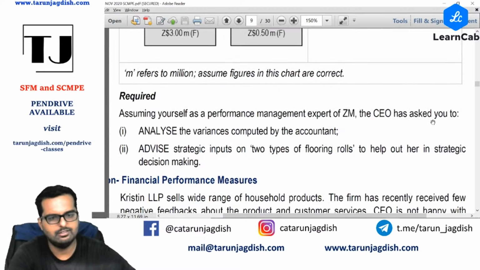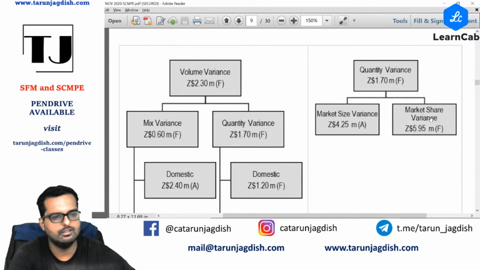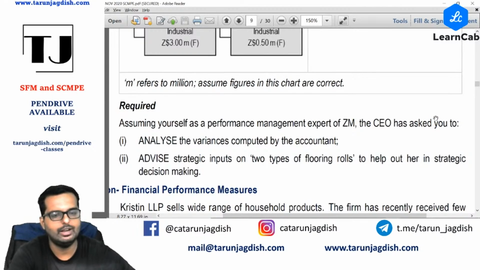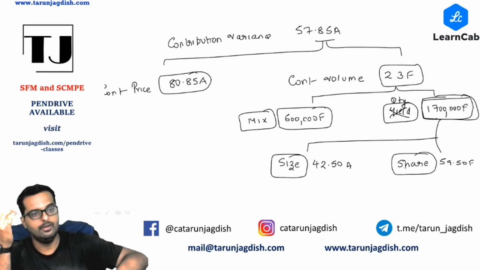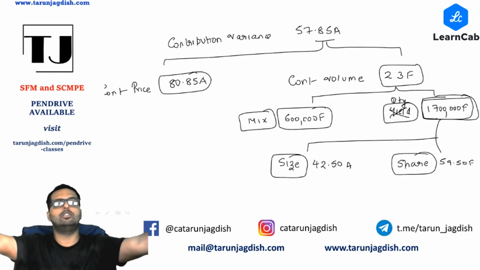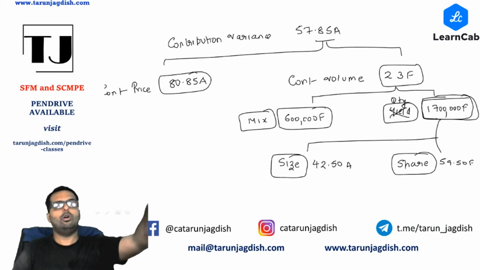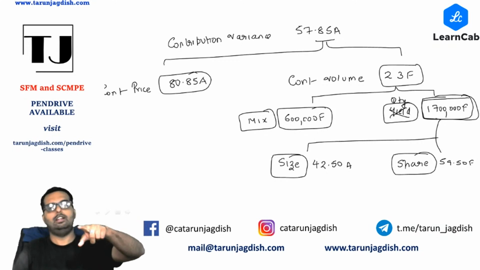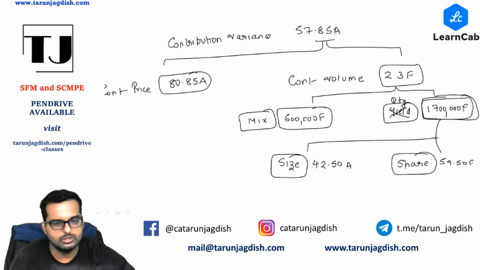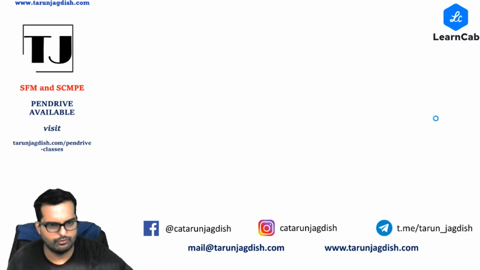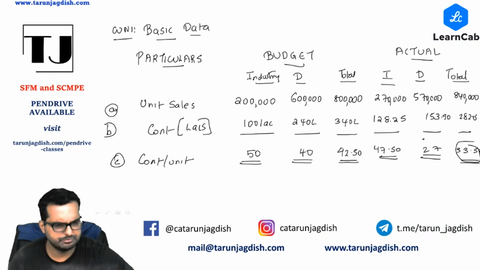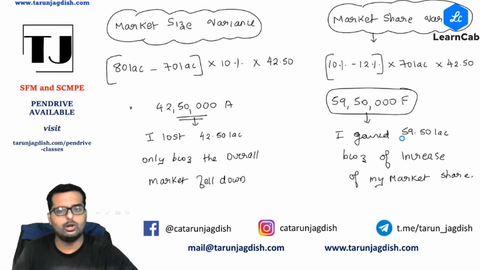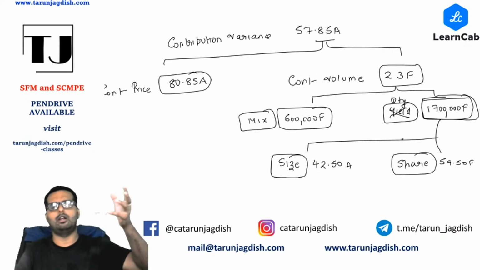Okay. So analyze the variances. So we have got the variances and now they are asking you to advise the inputs for the total in helping in decision making. So we have to give an analysis over here or understanding. Overall contribution lost is 57 lakh. Why has it been lost? Mainly because of price. Because the overall contribution originally budgeted was 42.5, but the actual turned out to be only 33.5. Price came down, because of which what happened, we lost our market.